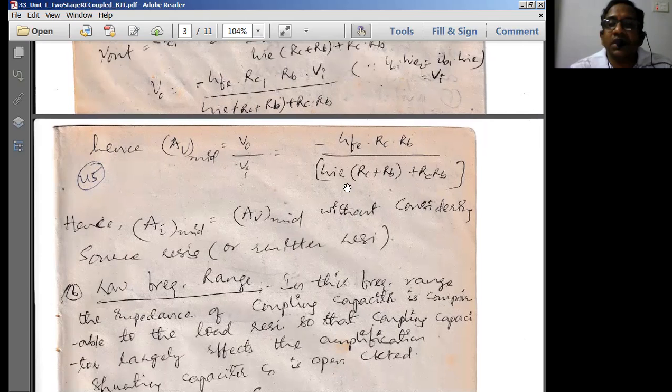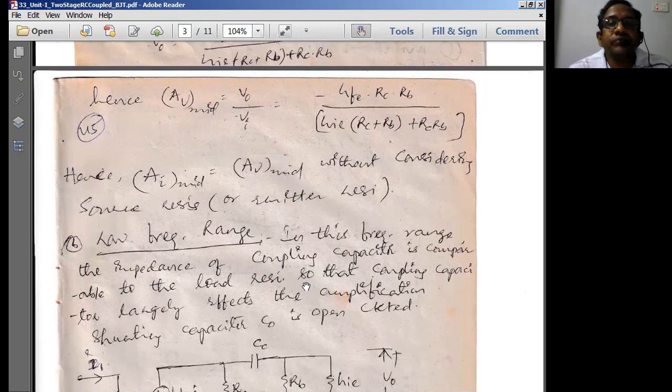So in terms of circuit parameters, if you have to find out mid-band gain, you can find it by using these H parameter values and circuit components. So we can write here the current gain at mid-band, and the voltage gain at mid-band without considering source resistance or emitter resistance would be equal to same.